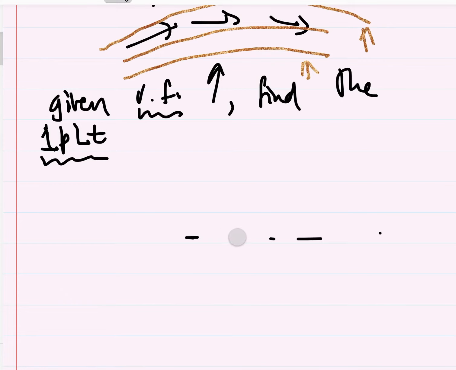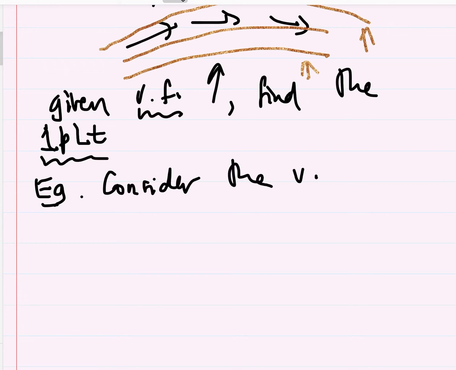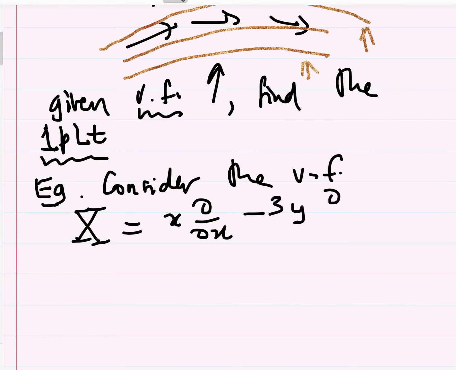Okay, let's clear the page up nicely. Okay, so let's do this by way of example. And let me just remind you, this is all built into the definition of one parameter Lie groups of transformations. So consider the vector field, and let's take a simple one now. And let's give this vector field a name. Let's say the vector field, so these are the tangent vectors now, is given by x d by dx minus 3y d by dy.